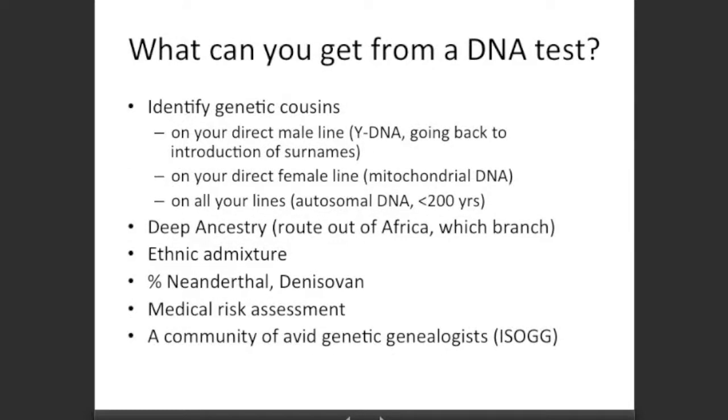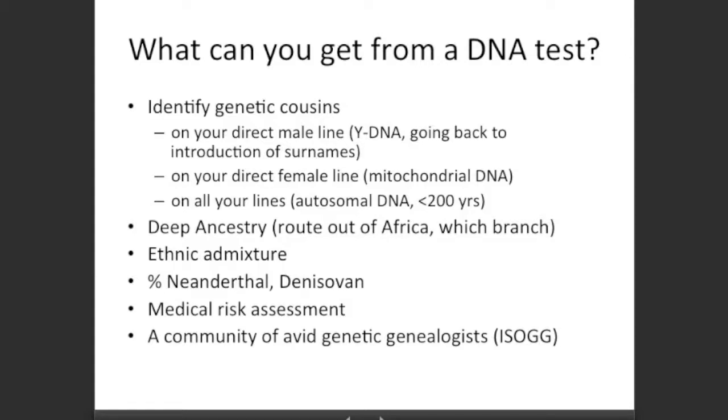So, just to recap and take a big step back, what can you get from a DNA test? The most obvious thing is you can identify genetic cousins, and these may be either on your direct male line via your Y DNA, which follows the surname, and that goes back at least to the introduction of surnames, if not further. On your direct female line, you can connect with genetic cousins using mitochondrial DNA, and on all your lines you can connect with genetic cousins using autosomal DNA, but the reach there is only about 200 years, or about 5, 6, or 7 generations.